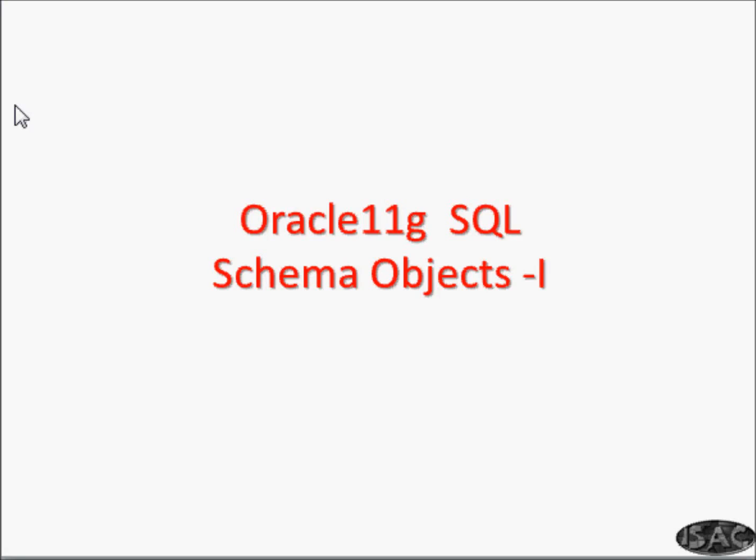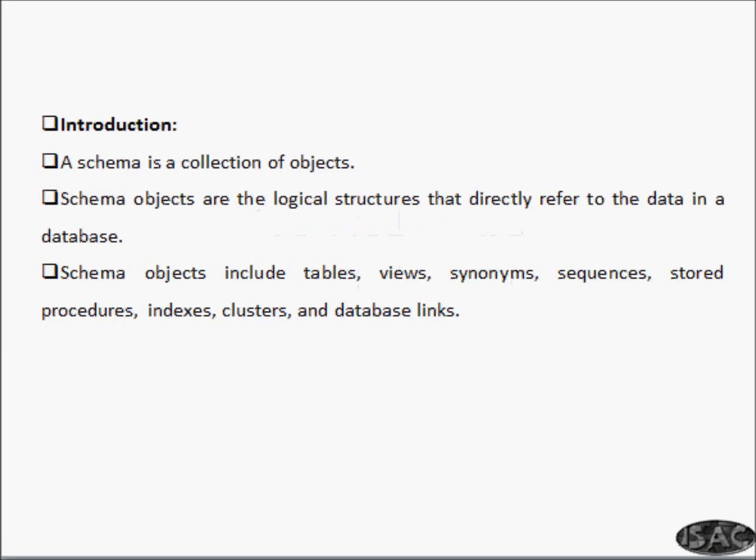Let us understand Oracle 11g, and in that we'll understand SQL schema objects. There are several schema objects, and I will be talking about them here. We have views, synonyms, sequences, procedures, clusters, and database links.